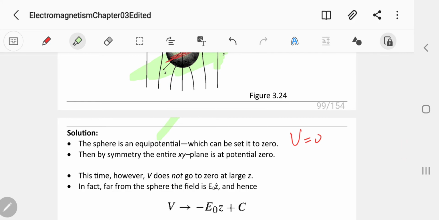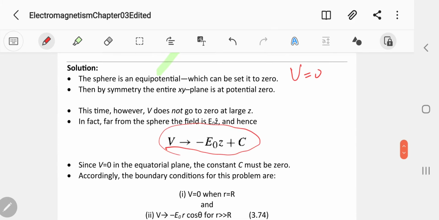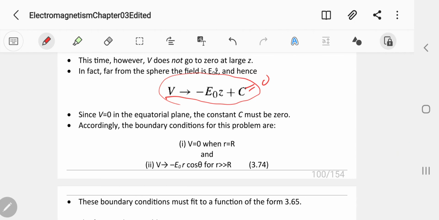Here you have the boundary condition that V does not go to 0 at large r. In fact, at large r, the potential will just be negative E0 times z plus some constant. This constant will be the potential inside the sphere, but we set that to be 0 at the surface, so this can be 0. So we have now the boundary conditions of the problem: V is equal to 0 when r is equal to R, and it approaches negative E0 r cosine theta for r greater than R. R cosine theta is just equal to z.